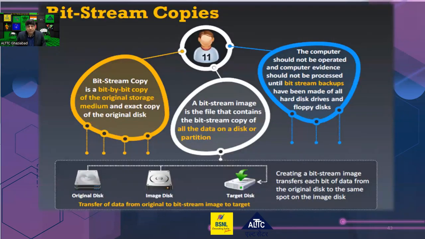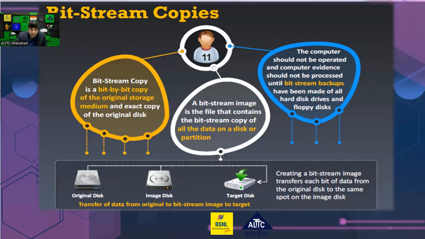Now, a bit stream copy is a bit by bit copy of the original storage media, an exact copy of the original disk. A bit stream image is the file that contains the bit stream copy of all the data on a disk or partition. The computer should not be operated. Computer evidence should not be processed until bit stream backups have been made of all hard drives and floppy disks.